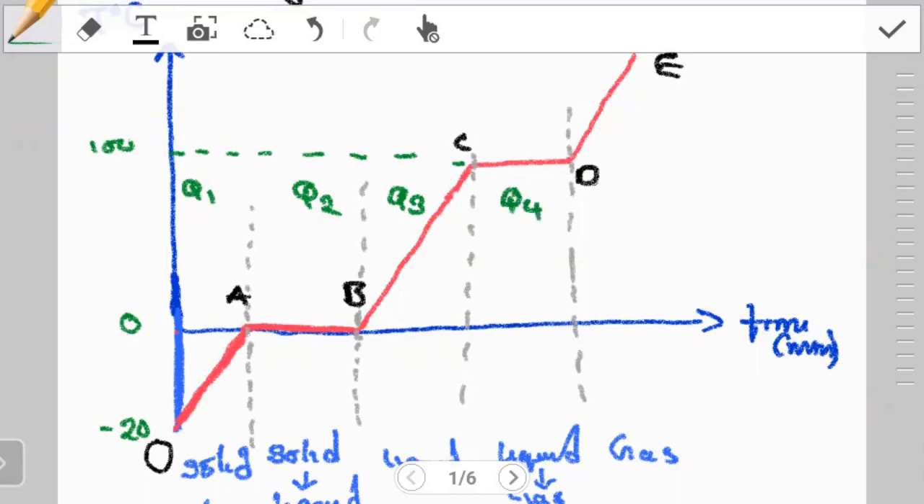And lastly, now it is all a gas at D. Now to raise its temperature from a gas at D to whatever temperature at E, the amount of heat you need to add is Q5.